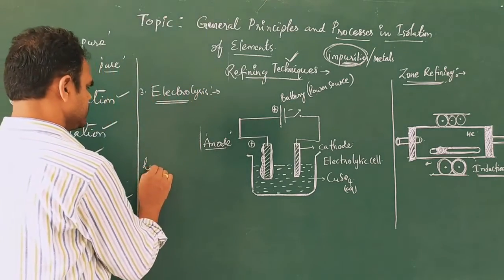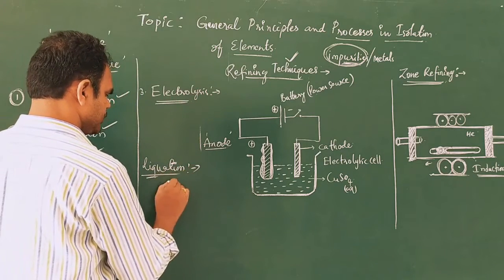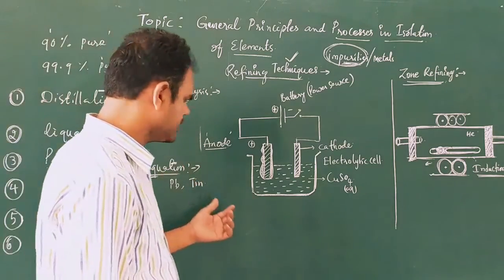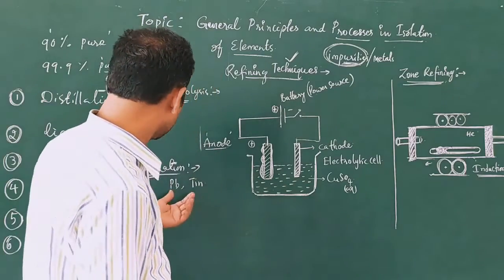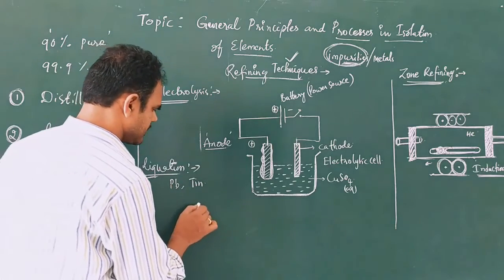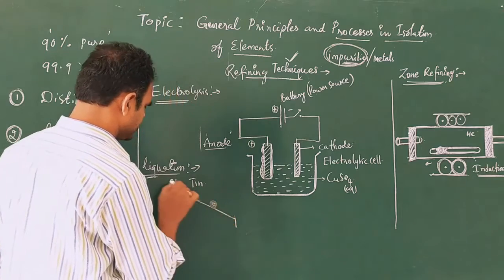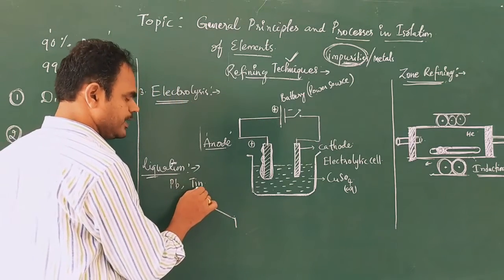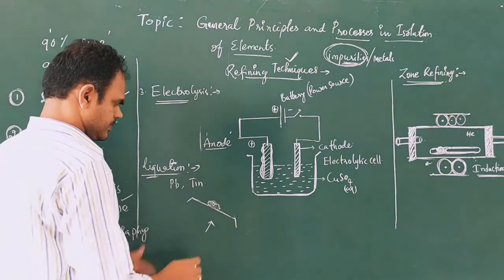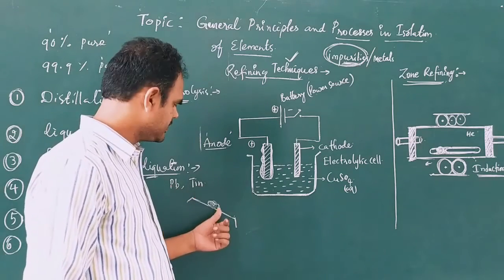Liquation is a technique applicable to lead and tin metals. Lead and tin have low melting points. This is similar to distillation, but here we select a slope surface. On the slope surface, we take the impure lead or impure tin and heat it.